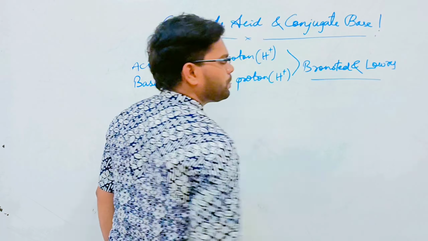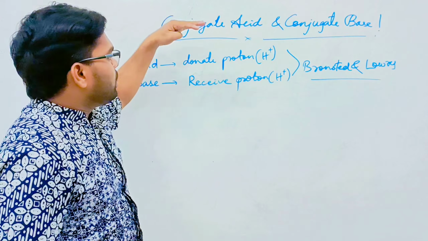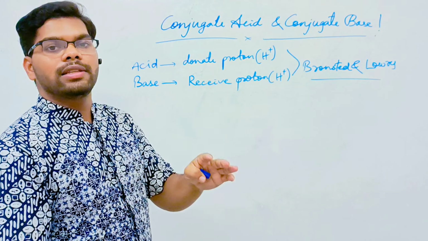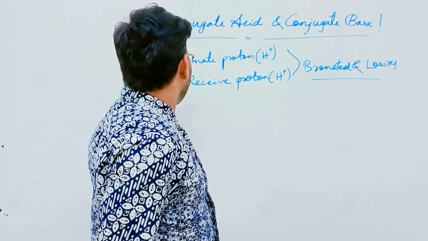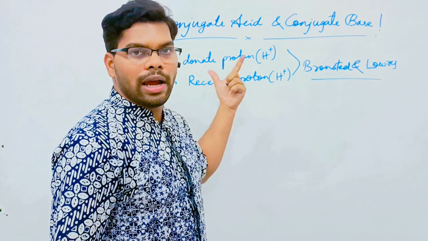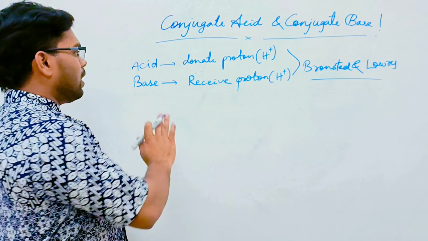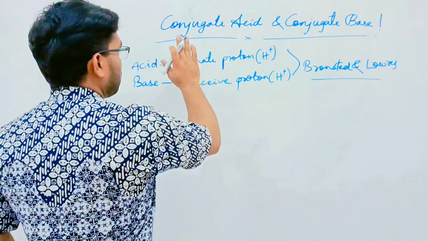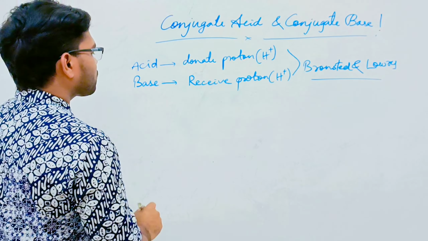Okay. So what is the theory of Bronsted and Lowry? According to them, acid is a substance which always donates a hydrogen ion. Base is a substance which always receives or accepts a proton. Alright. So this is the basic information you have to remember about conjugate acid and base. Now let me explain what that is.